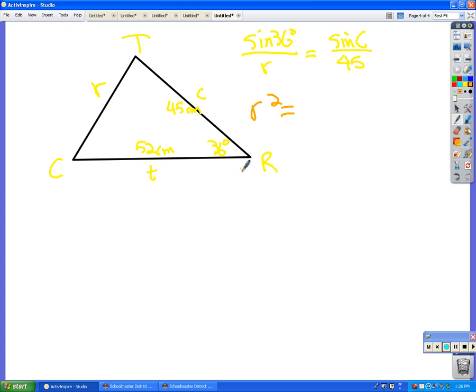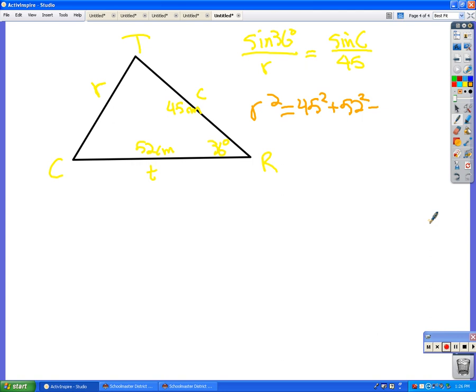So to start with, it's just like the Pythagorean theorem, so it's R squared equals 45 squared plus 52 squared. The problem is it's not a right triangle, so I can't use the Pythagorean theorem, so I have to adjust it a little bit. And when you get into math analysis, we'll talk a little bit more about why this actually works. But for right now, it's just an introduction to the idea.